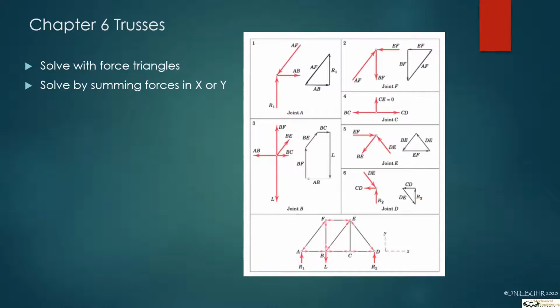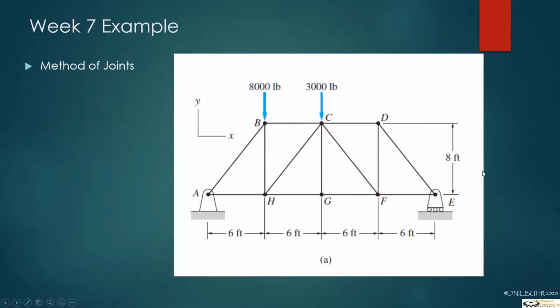So for example, if you look at joint B, if we were to start there, we have 1, 2, 3, 4, 5 unknowns. We may know 2 of them, but if we have 3 unknowns, we can't solve, because when we're in 2 dimensions, we only have 2 equations to start with: sum of forces in the x, sum of forces in the y. Okay, so this is an example I want to talk about, and this was on the sheet that I sent you guys last night.